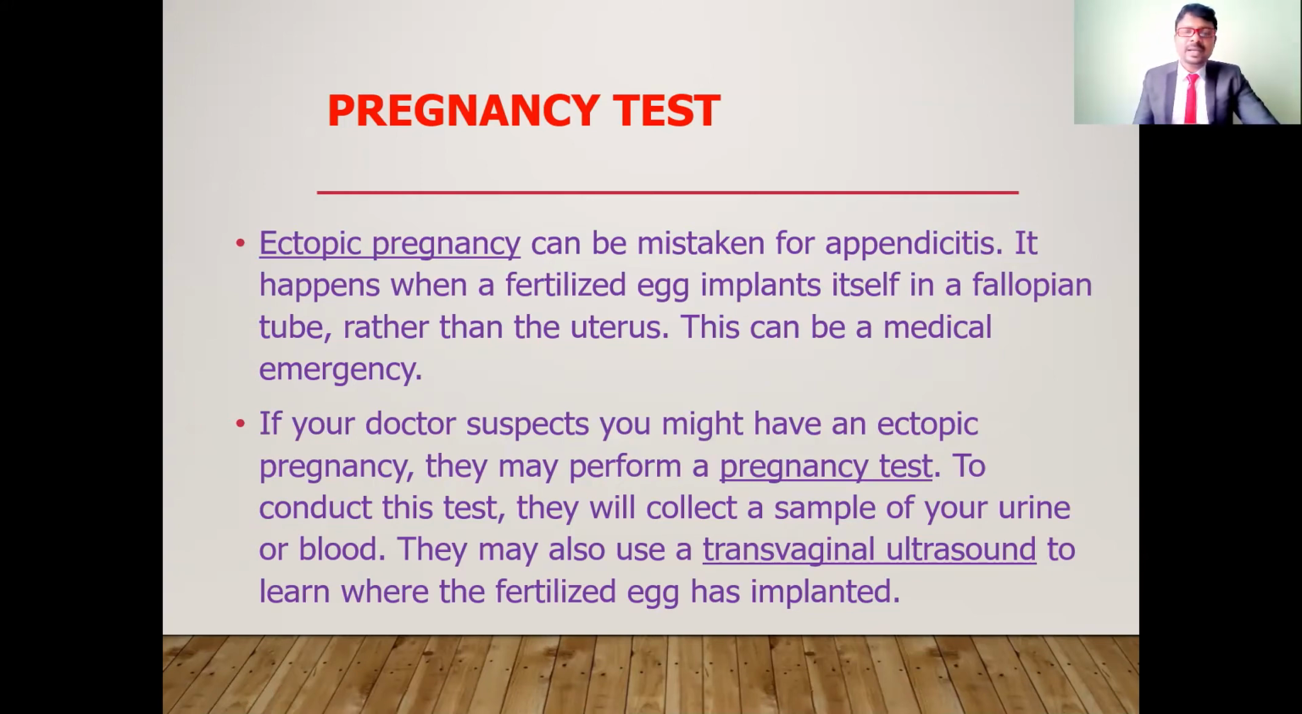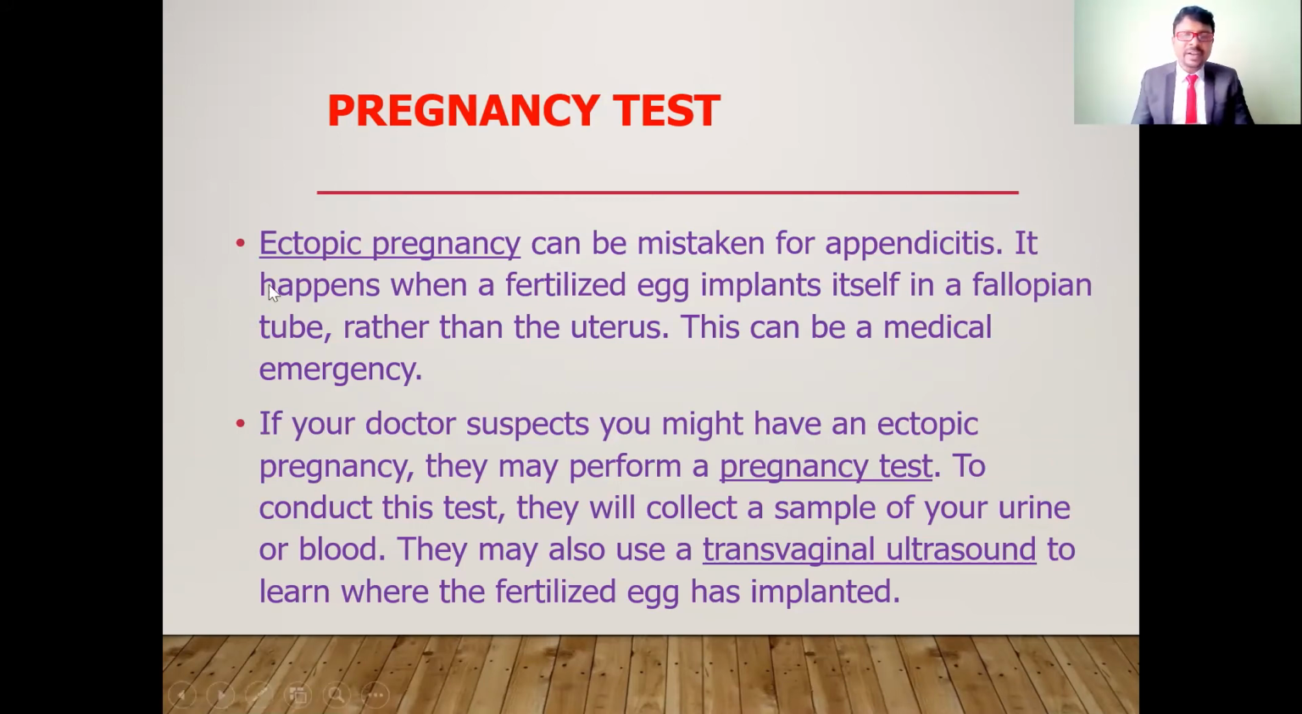So this type of development, the fetus development in an ectopic pregnancy, may mimic the symptoms of appendicitis. So if we forget these things, sometimes it may give severe complications to the mother as well as to the baby. So it won't be developed properly.